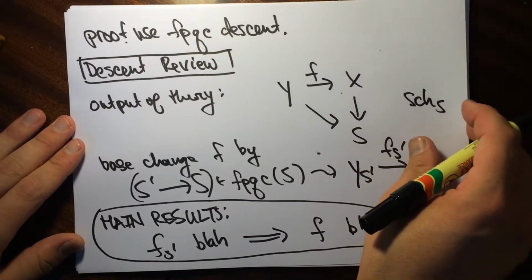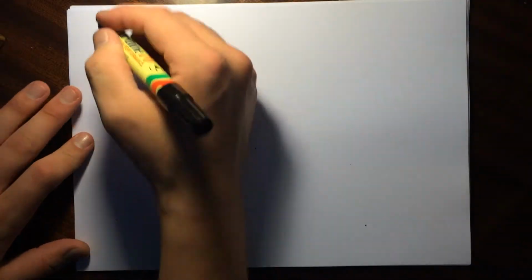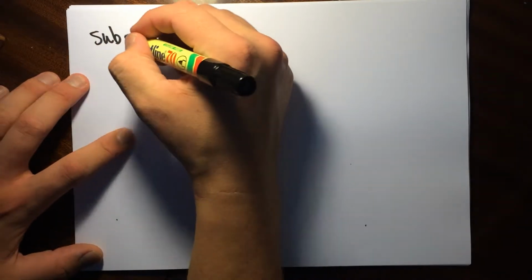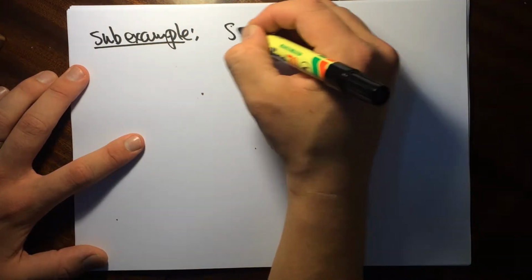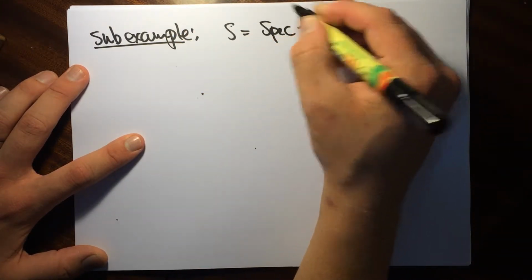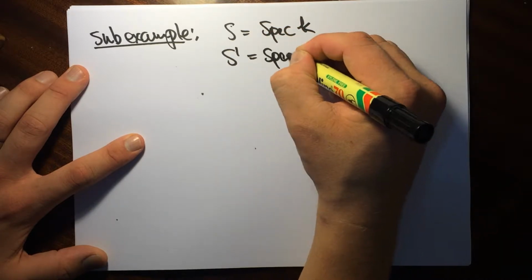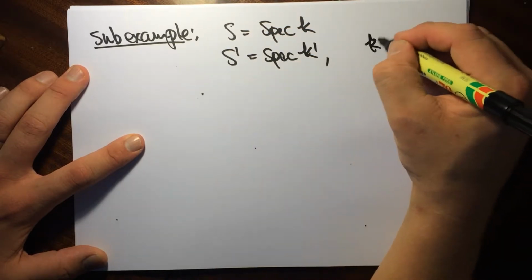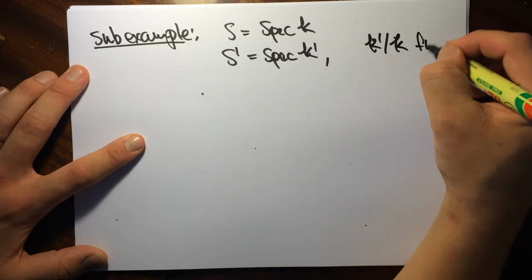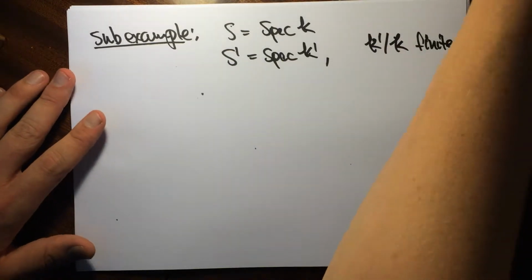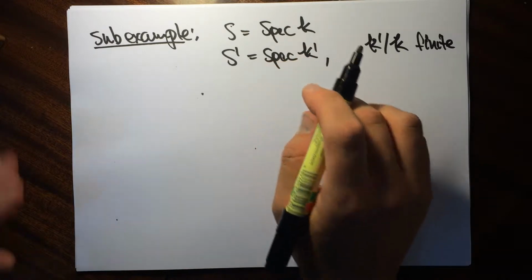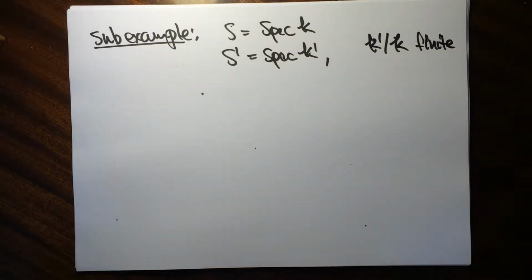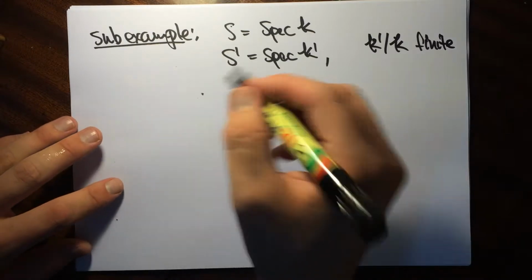And let me say the important subexample of this particular application of the theory is when S is Spec K, S' is Spec K', and so that K' over K is finite. So we'll be base changing by a finite extension, and then concluding closedness or affineness of a map by the property over K'. Okay, so let's go back to the descent review.